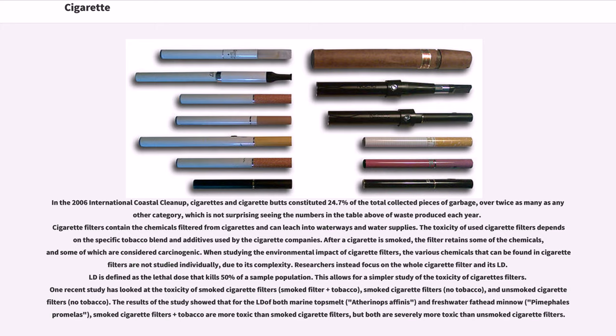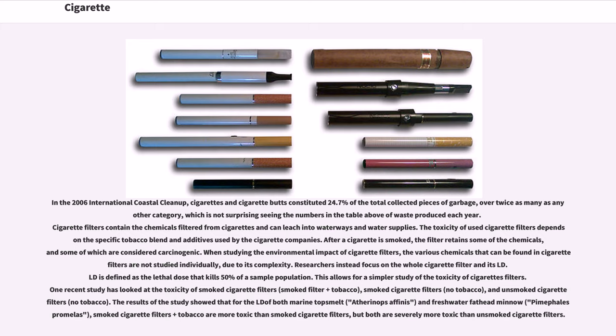When studying the environmental impact of cigarette filters, the various chemicals that can be found in cigarette filters are not studied individually, due to their complexity. Researchers instead focus on the whole cigarette filter and its LD. LD is defined as the lethal dose that kills 50% of a sample population. This allows for a simpler study of the toxicity of cigarette filters.